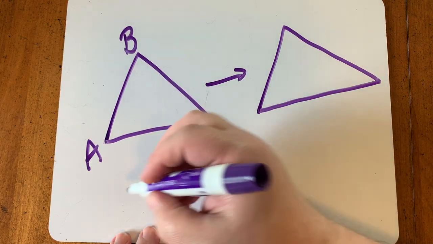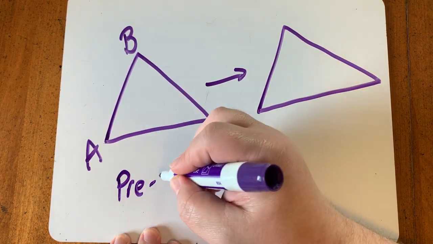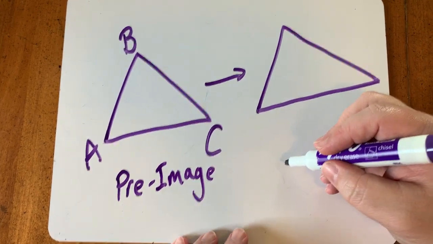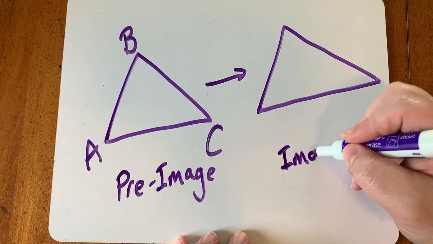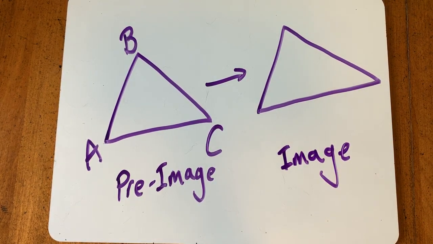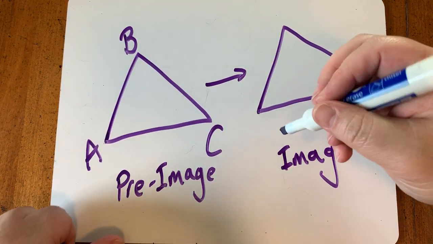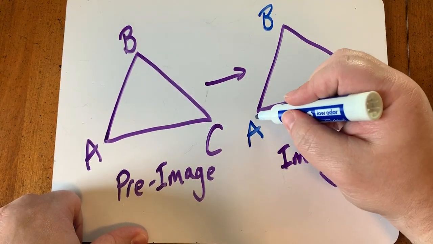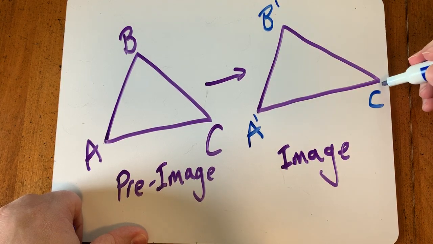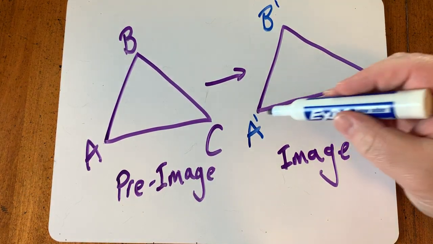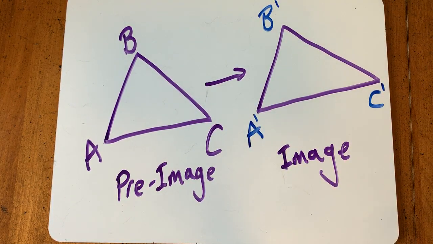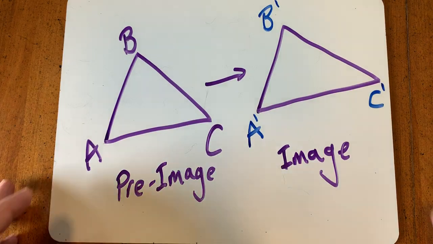This original triangle is called our pre-image, or you can just refer to it as the original. The new triangle is called the image. And we denote the difference between a pre-image and an image and their relationship together by using the same letters for the points, so A, B, C, except we use tick marks as a superscript of them. So it would be triangle ABC is transformed to triangle A prime, B prime, and C prime. So that's our notation for that.